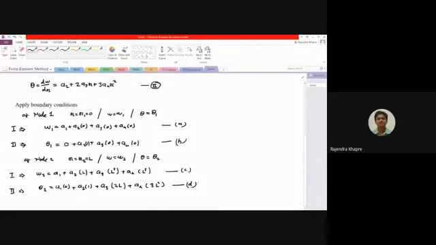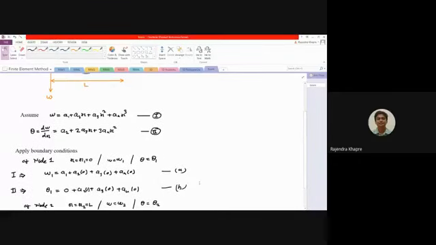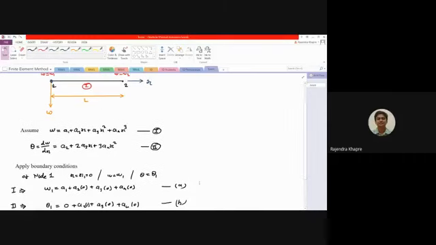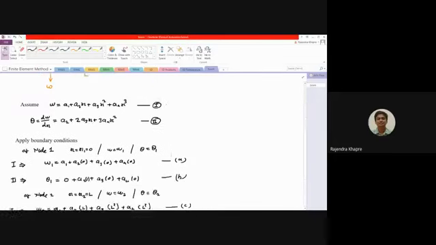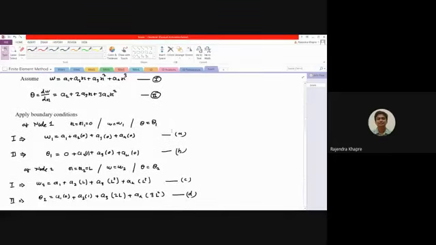Basically what I have done is substitute the boundary conditions in equation 1, which is the equation for the displacement, and equation 2, which is the equation for the rotation part. Now the expression 1 I am going to write in matrix form. So let me write that down.